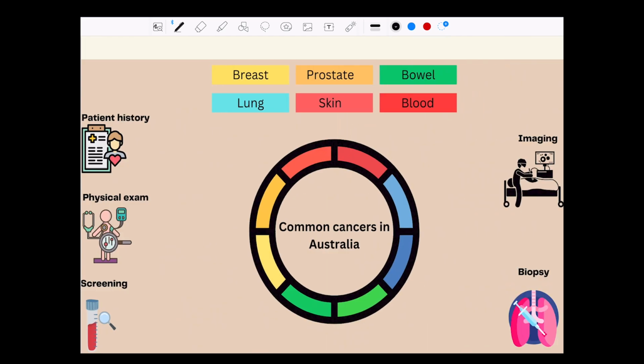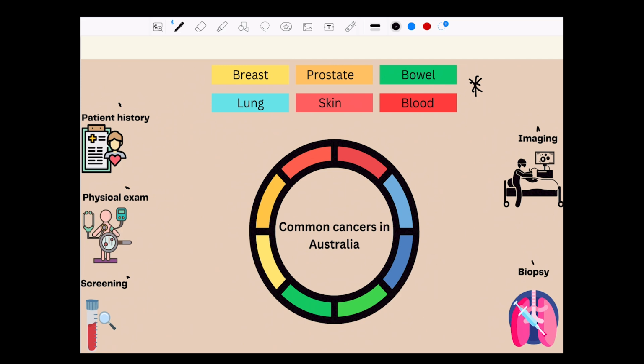So in this particular image that we can see here, this is the only image we'll use today. We're going to go through the different approaches for cancer diagnosis, and then up here are the 6 types of cancers that are the most common cancers that you see in Australia.